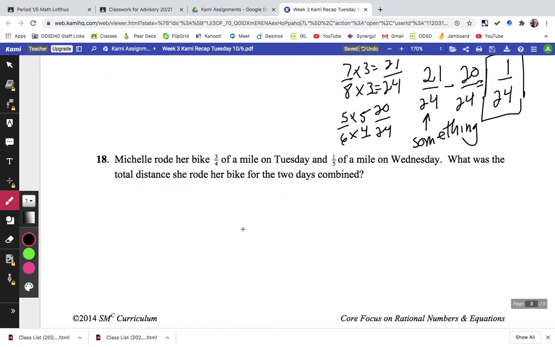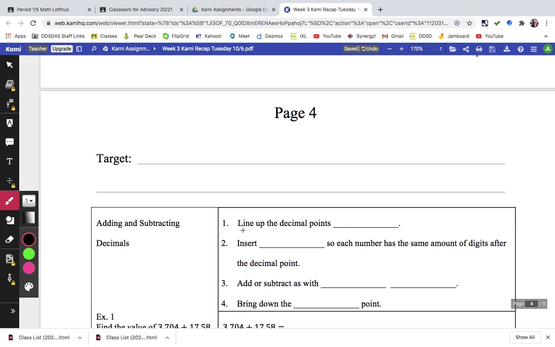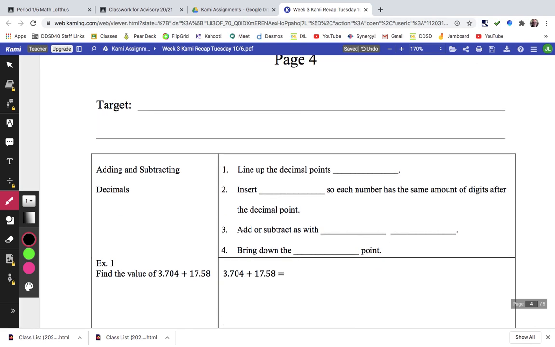And that's as far as we got today. We're going to go into a new target tomorrow and start talking about decimals.